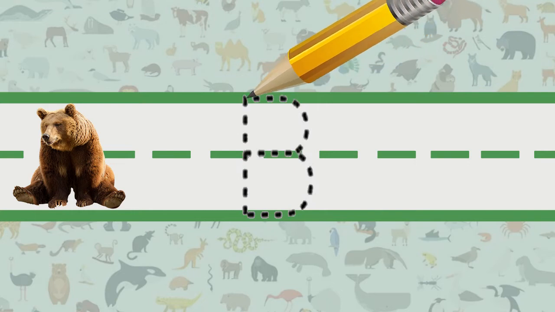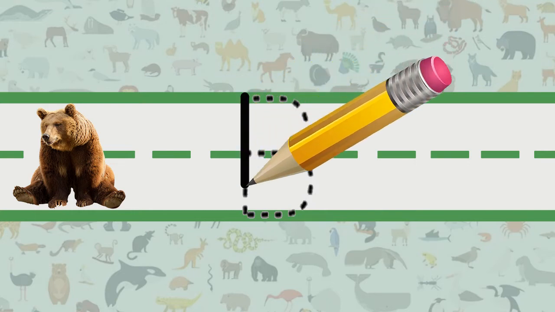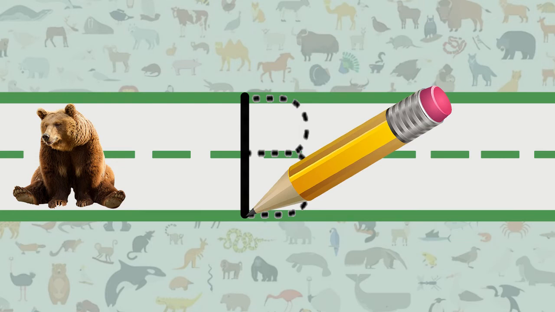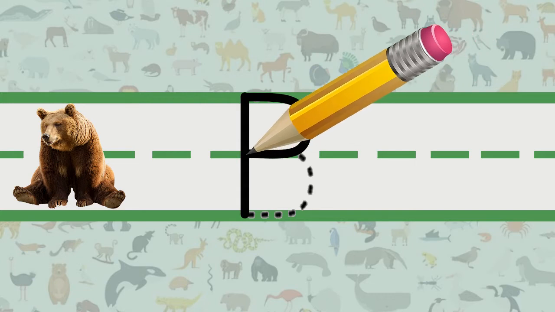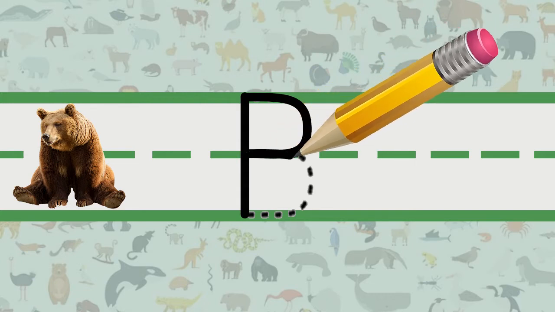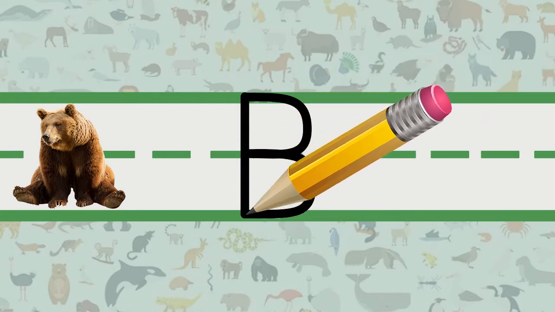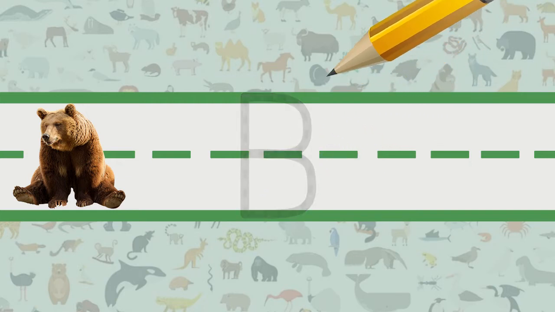Start at the top and draw a straight line down to the bottom. Then go back to the top and draw a curved line to the middle. Then draw another curved line to the bottom. Good job! Now let's do lowercase b, or small b.